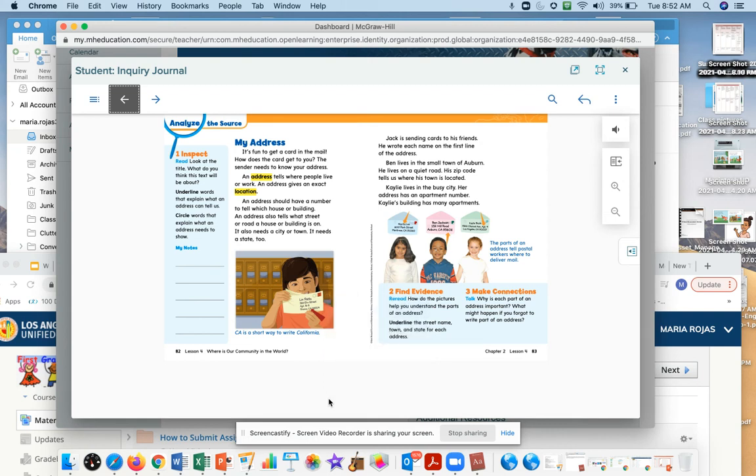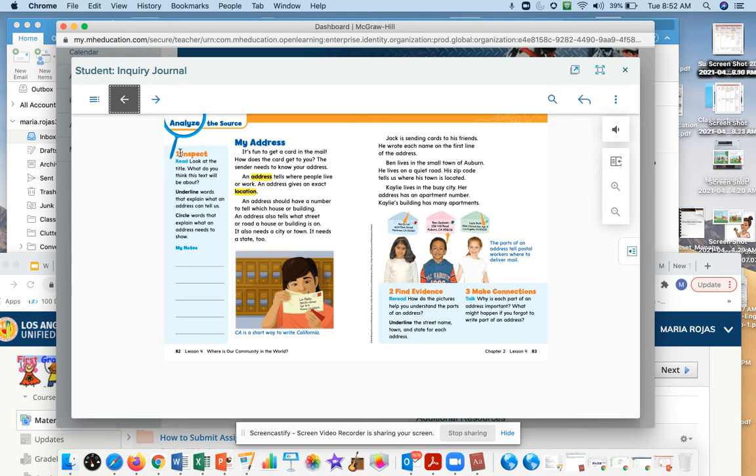Okay, boys and girls, let's open up our inquiry journal to page 82. We are going to analyze this source and look at envelopes, talk about my address, that means your address, and then look and see how people send envelopes to other people and how the mail carriers know where it goes.